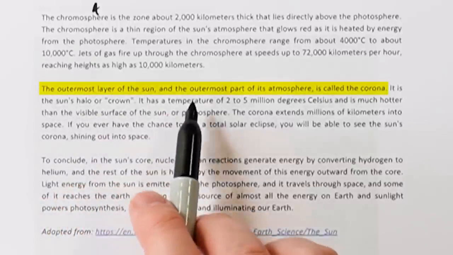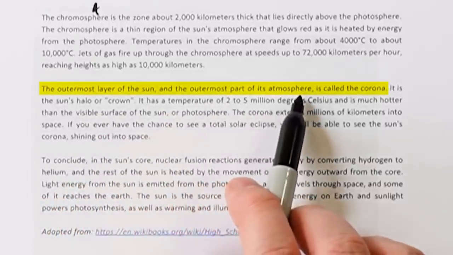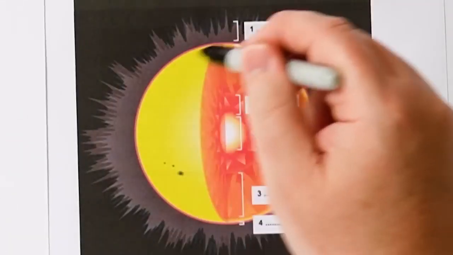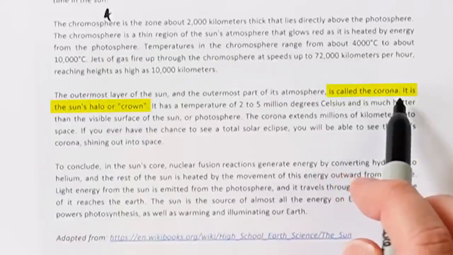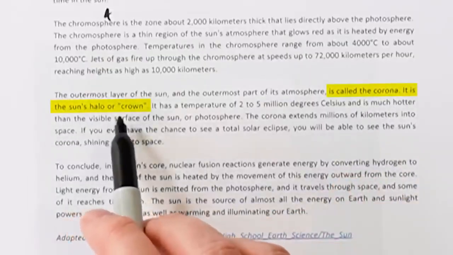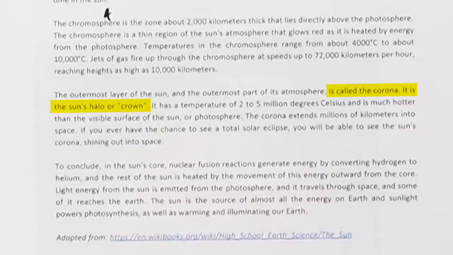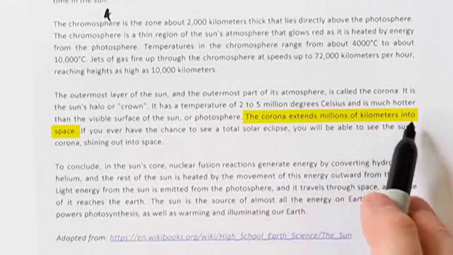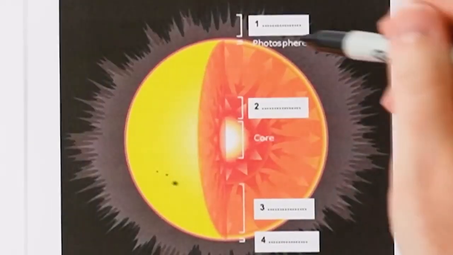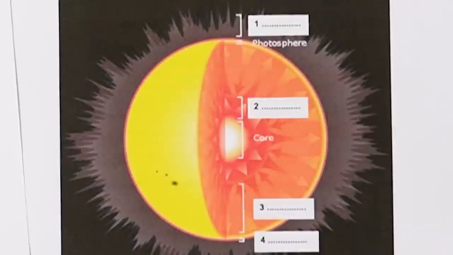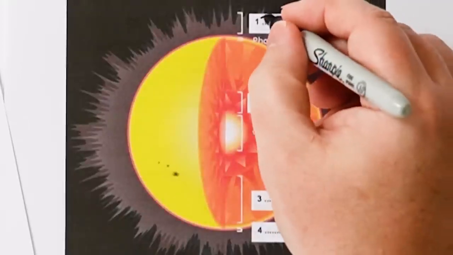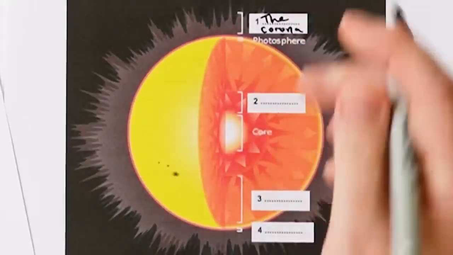The outermost layer of the sun and the outermost part of its atmosphere. Atmosphere means the thing that is surrounding a star or a planet. That looks very much like this thing here. The atmosphere is called the corona. It is the sun's halo or crown. So halo is something on top. The corona extends millions of kilometers into space. So it is extending millions of kilometers into space. This is it. So what is it called? It is called the corona, and not the corona that you guys are thinking of.